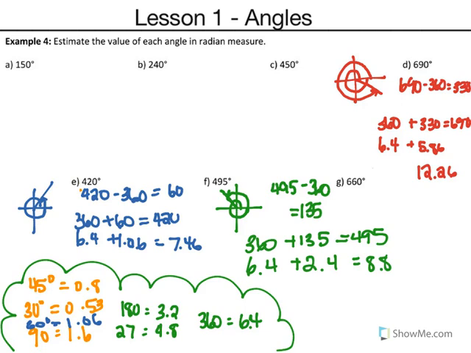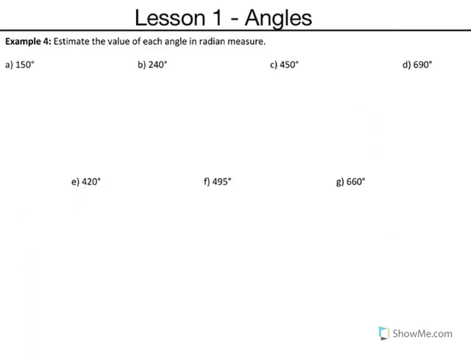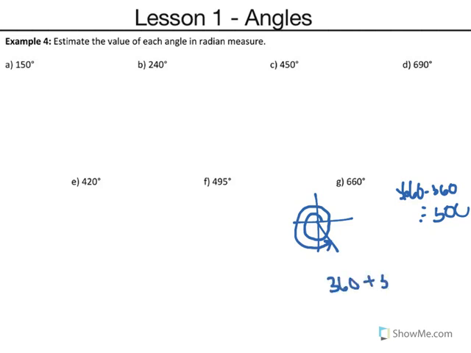And the last one is 660. So 660 minus 360 is 300. So you would go one full circle, and then you'd want to go to a 300, which is right here. So 360 plus 300 is 660. 360 is 6.4. 300, if you look at your unit circle above, is 5.33. And altogether it will be 11.73.